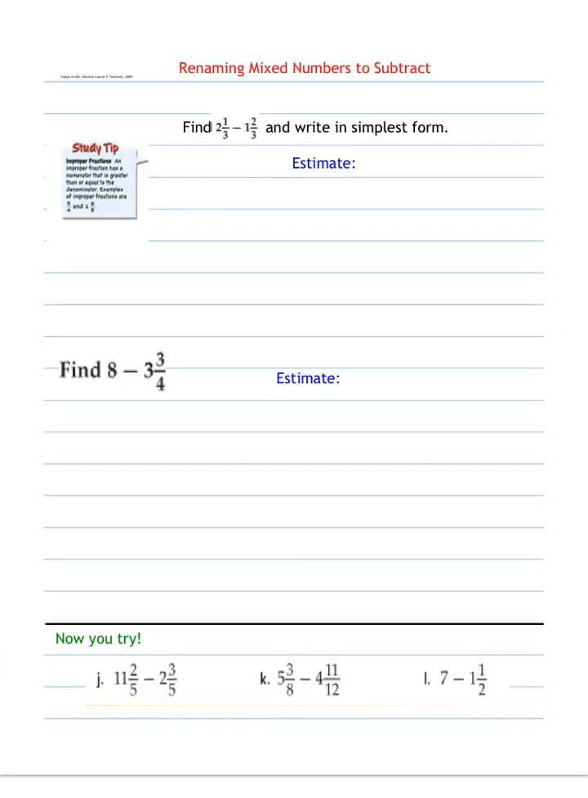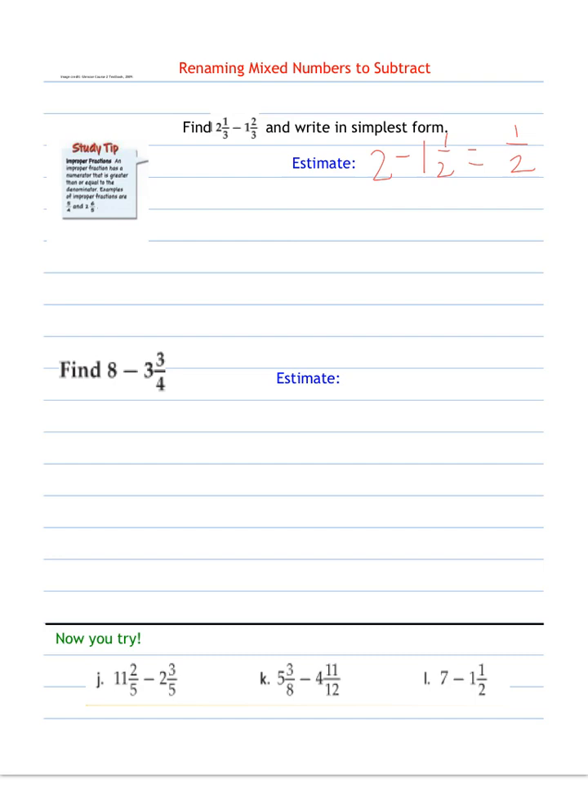Okay, now when we are subtracting mixed numbers and we look at this one, 2 1/3 minus 1 2/3, we look at the fractions, the 1/3 minus 2/3, and we cannot do that. So we have to do something different for this one. But first, let's go ahead and estimate. 2 1/3 is close to 2. 1 2/3 is close to 1.5. So 2 minus 1.5 equals 1/2. So our answer should be somewhere around there. Okay?